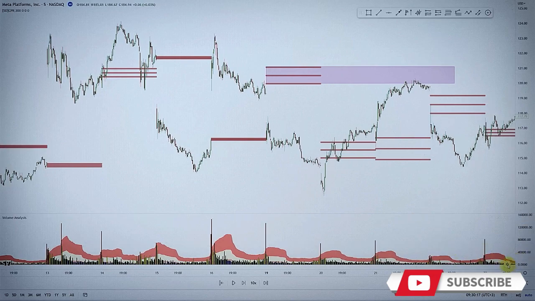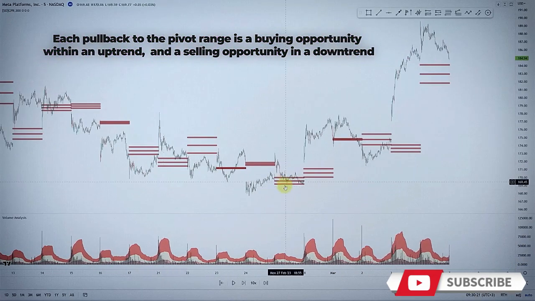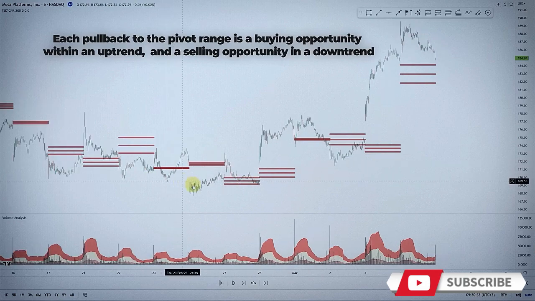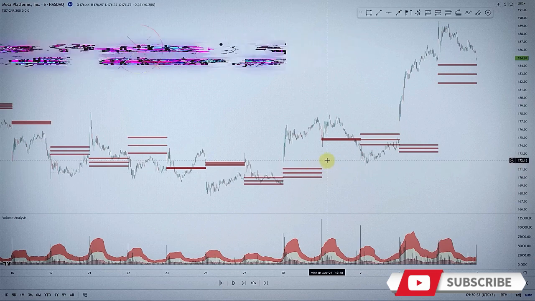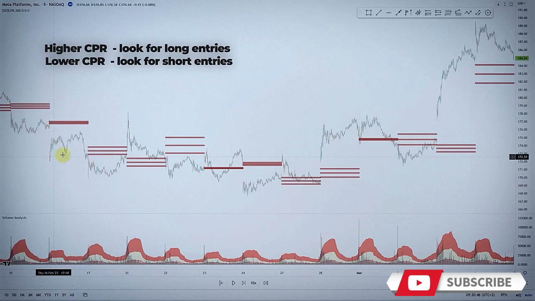CPR is a powerful support and resistance area. Essentially, each pullback to the pivot range is a buying opportunity within an uptrend and a selling opportunity in a downtrend. At the beginning of the day, the first step you need to take is to analyze the position of the CPR relative to the previous day. If it's higher, you know that during the day you'll be searching for long entries. If it's lower, you want to short the market.